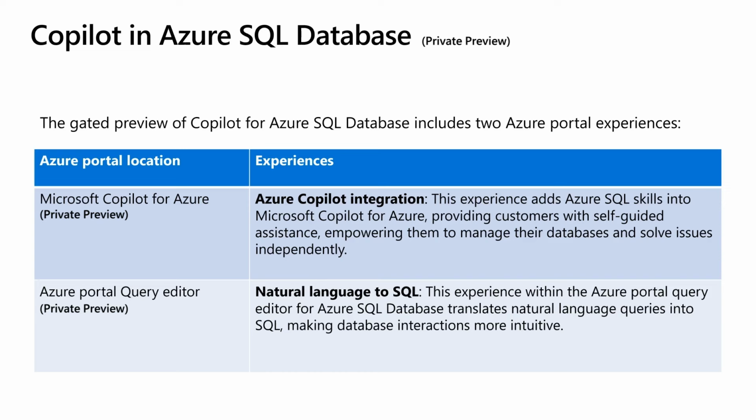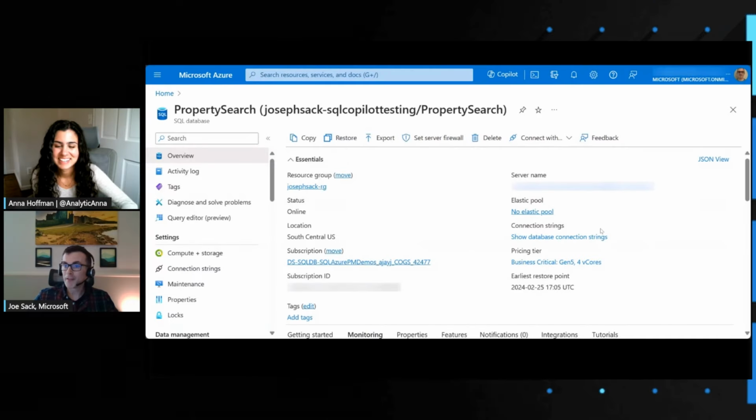And then the second experience is natural language to SQL. We've built this into the portal query editor. I'll be showing you a demo of being able to ask natural language questions and then the Copilot generating T-SQL. So I can dive in. Let's go ahead and look at the first experience. The first thing we're going to show is launching Azure Copilot integration.